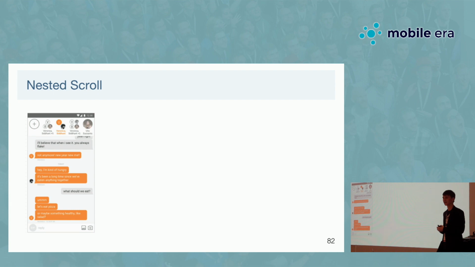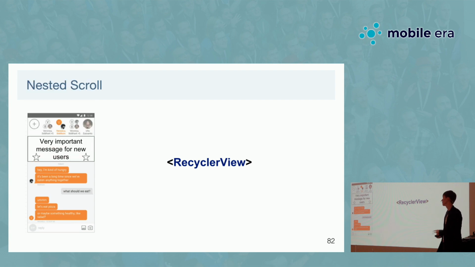This example is about nested scroll. It happened about 2 years ago, and probably you often see apps like this. So we have some RecyclerView, and you can scroll it. Nothing interesting. And at that moment, what can happen? You have a very important message that should always be shown, and it should be on top of everything that is in your RecyclerView.